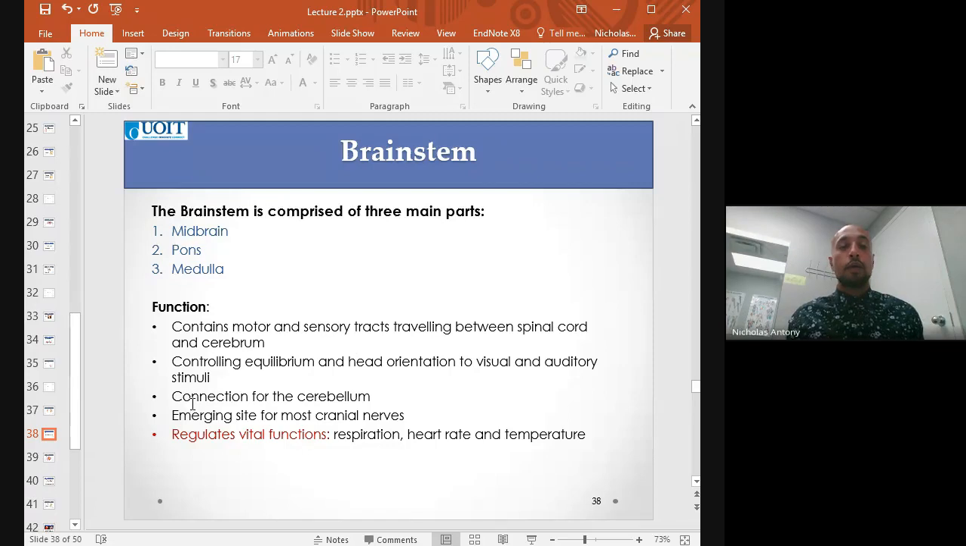The pons is the connection site for the cerebellum. The brainstem is also the emerging site for most of our cranial nerves.